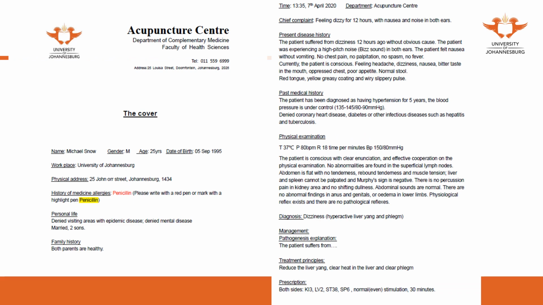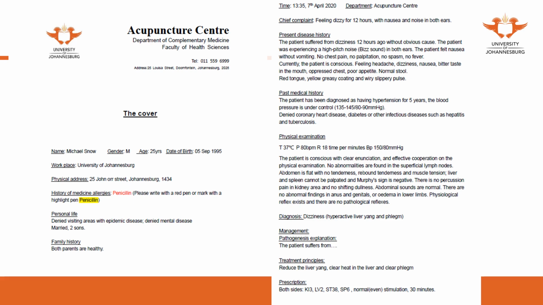So here is just a brief image of the requirements of our records in our acupuncture center. On the cover page, you will see the name, the gender, age, date of birth, workplace, address, allergies, personal life, family history on the first page. The one thing I want to emphasize is allergies. If the patient presents with allergies, you need to write in a red pen, or you write in a black pen and then use a highlight pen to highlight.